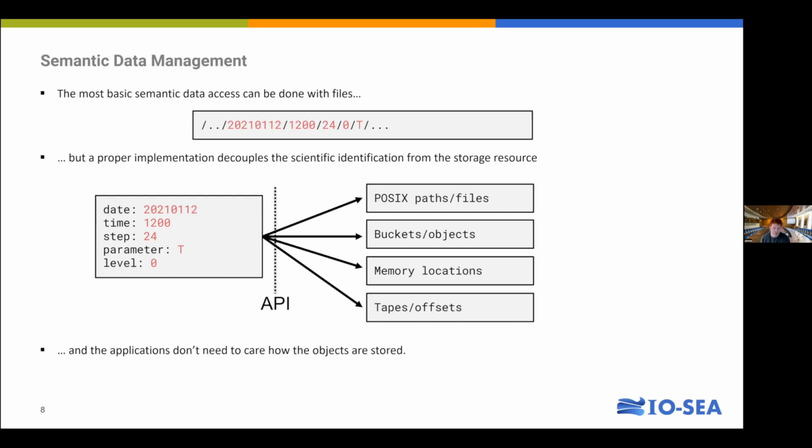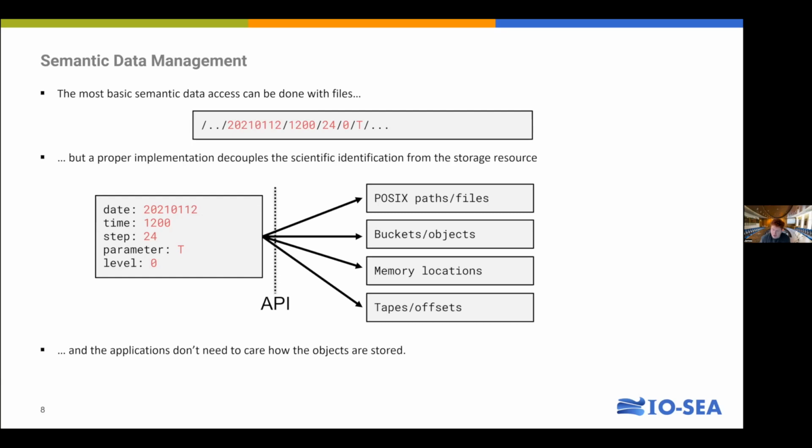So what we do is we build an API where everything on the user side, the science side of the API, just has to deal with a nice semantic description of their data. Behind the API, we can hide exactly how the objects are stored. And we're not tied to a single storage resource either. We can store in POSIX, we can store in S3 buckets, we can store in memory locations or tapes. And there may not be a one-to-one mapping between the scientific objects and the objects on the storage system.